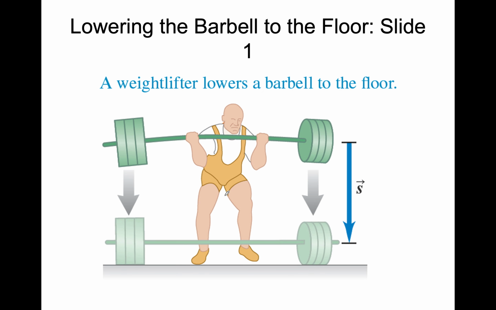Now we need to think about what kind of work is done by the weightlifter. If the weightlifter lowers the barbell to the floor, what is the force applied by this weightlifter on the barbell? The force is pointing up, right? His force is pointing up, but the displacement is pointing down. So the angle between force and displacement is 180 degrees. Cosine 180 degrees gives us negative 1. The work done by this weightlifter in this situation is negative.